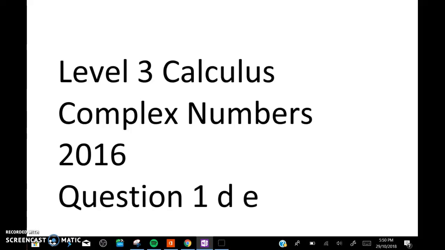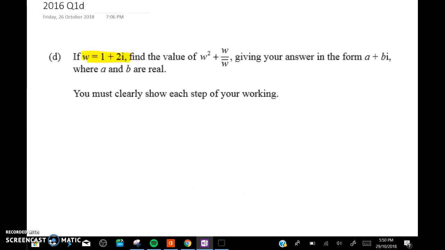This is question 1, part D and E from the 2016 complex number paper. Question D is a merit question where you're given w equals 1 plus 2i. Then you need to manipulate it as follows. You've got to find the value of this expression and end up with an answer of a plus bi, and you've got to show all of your working.